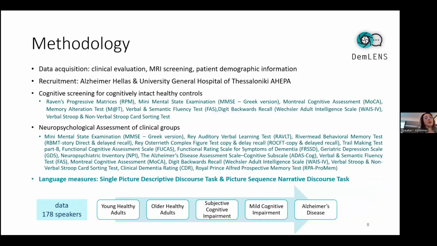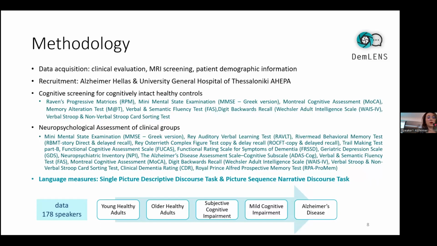As we said in the previous talk, DemLENS brings together the clinical evaluation, the MRI screening, and the cognitive neuropsychological assessment. So we had quite an extensive battery of tasks for a number of different cognitive functions to make sure that we appropriately place our speakers in the relative groups.